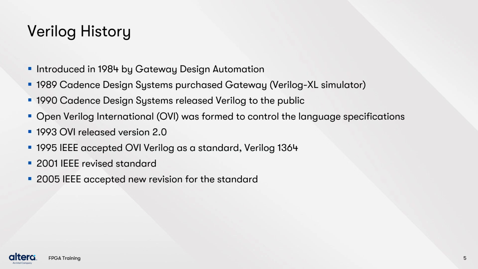Here's a brief history of Verilog. It was originally created by Gateway Design Automation, which was purchased by Cadence. In 1995, it was adopted by IEEE as a standard. In 2001, a revised version of the language was introduced, and in 2005, IEEE accepted a new revision for the standard, which is in use today.